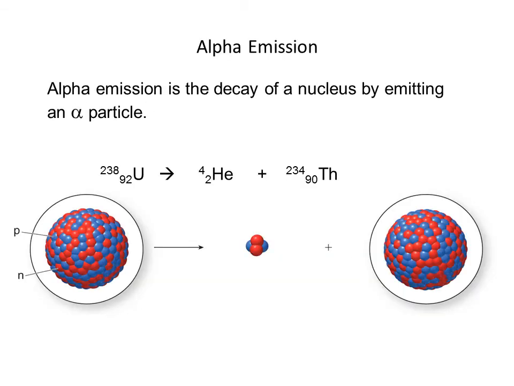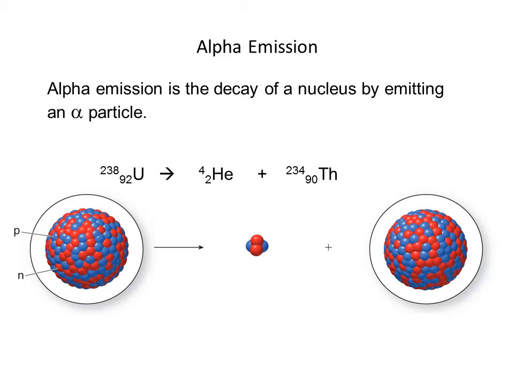Here is an example of a nuclear reaction. This one's called alpha emission because an alpha particle is emitted from the nucleus. The nucleus before the reaction occurs is uranium-238. Now, uranium-238 has a mass of 238, and the charge on the nucleus is 92. When it decays, one nucleus will emit an alpha particle, and then that one nucleus becomes a thorium-234 nucleus.